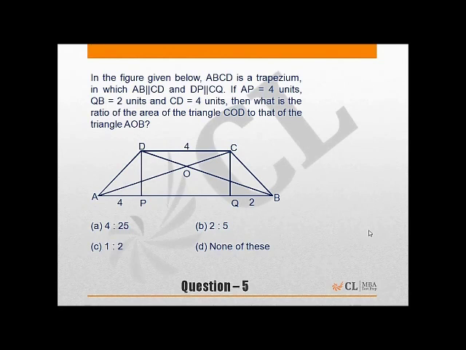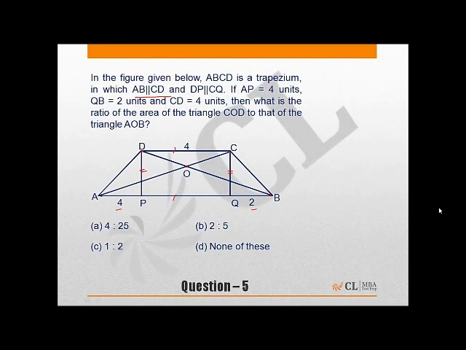Question 5. In the figure given below, ABCD is a trapezium in which AB is parallel to CD, and DP is parallel to CQ. AP is 4 units. QB is 2 units. It is given to us, these two. What is the ratio of the area of triangle COD to that of triangle AOB?